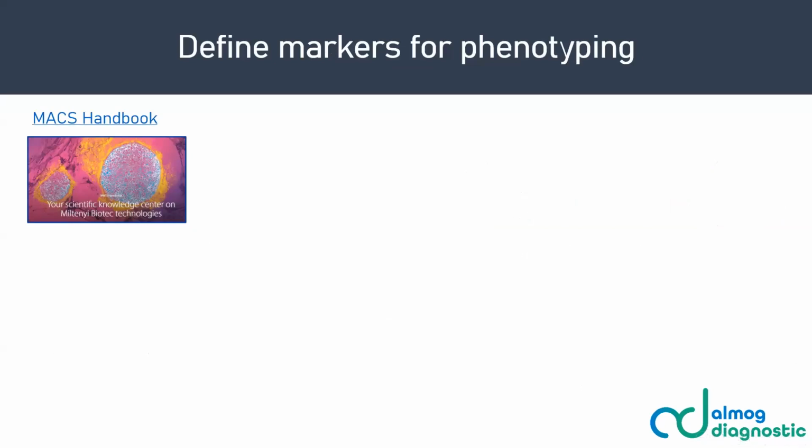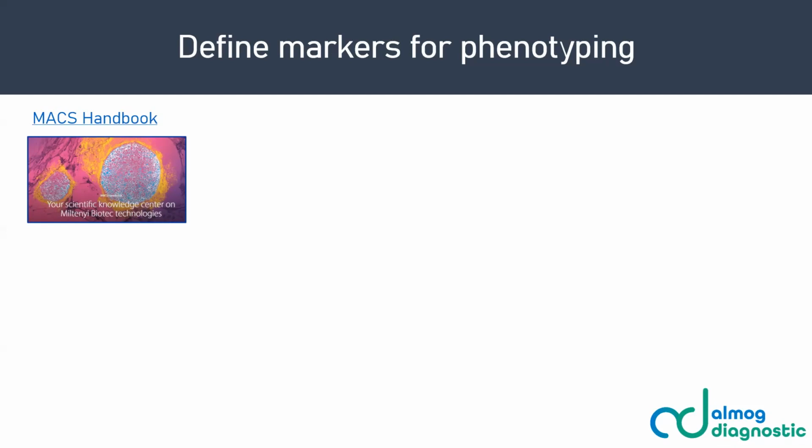So now let's talk about defining the markers for phenotyping. There are really many tools today that can assist you. One of the great tools that Miltenyi has developed is a scientific knowledge center. You can reach this center by entering Miltenyi's website. This is just an example. I will show you how it works, but of course you have many other knowledge centers in the internet era and many informational platforms that you can use.